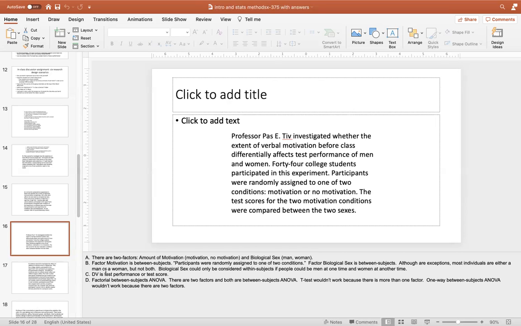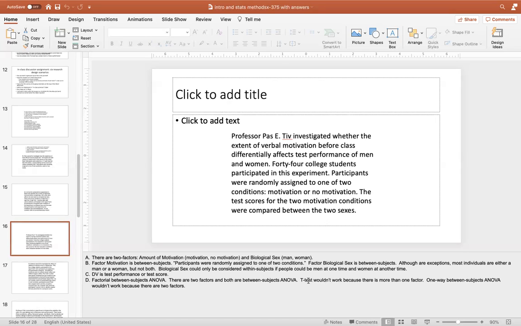The dependent variable is test performance or test score. And then finally, the hypothesis test you'd use to compare the means would be factorial between subjects ANOVA. The factorial part, because there are two factors. Both of those factors are between subjects, so you would use factorial between subjects ANOVA. I'll remind you, factorial means that your research design has two or more factors.